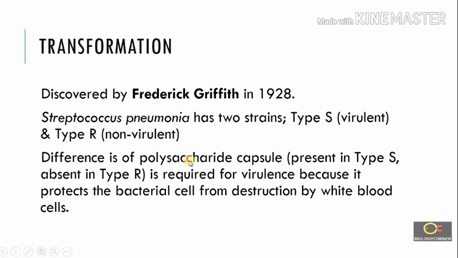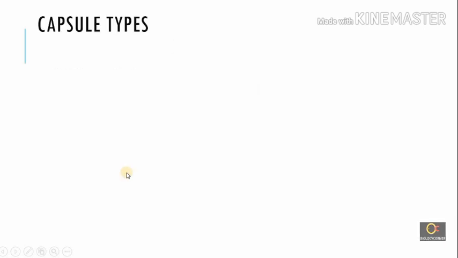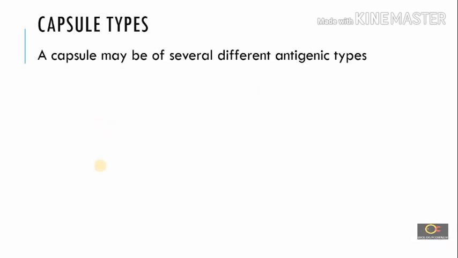The difference between the two strains is the ability to form a polysaccharide capsule, which is present in type S but absent in type R. Due to this coat, the type S colonies appear smooth under the microscope, so the name S comes from smooth and R comes from rough colonies.